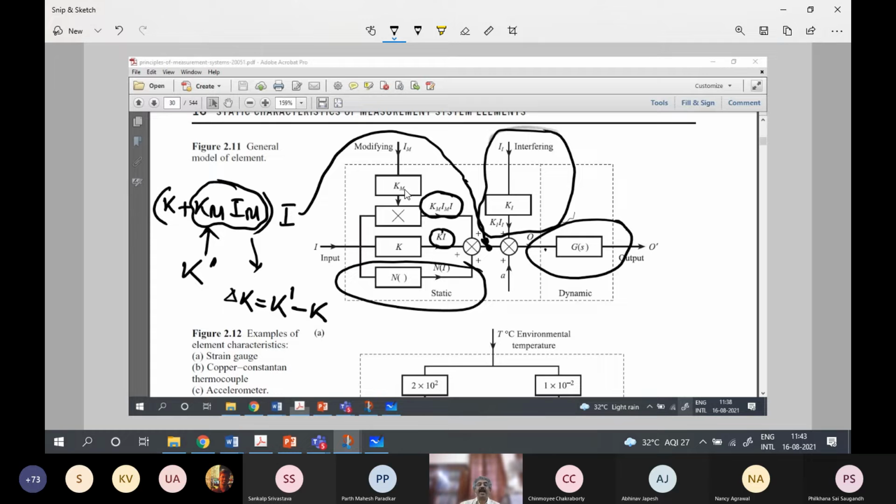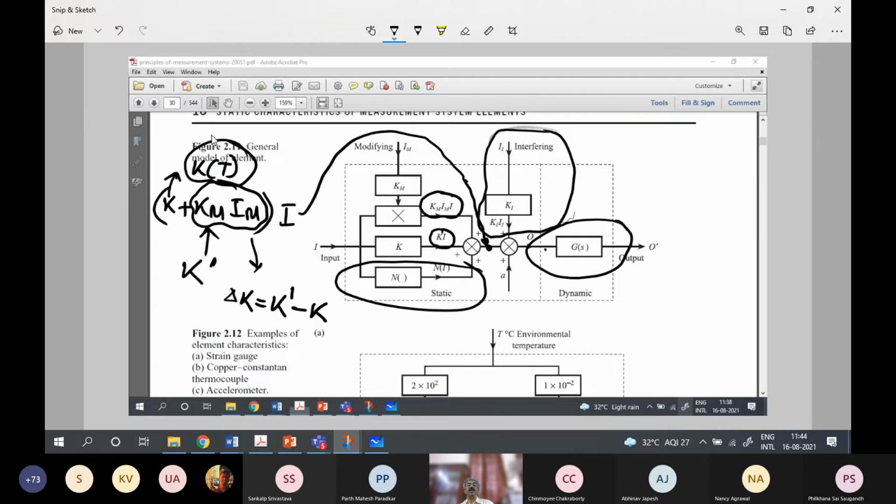Now, are these I_M and I_I separate variables necessarily? Not true. They may be the same variable. For example, the temperature change that we just now said introduces a delta R due to the thermal coefficient of resistance is seen as an interfering input. We just saw that. On the other hand, it could happen that this K dashed, this K, could be a function of temperature.